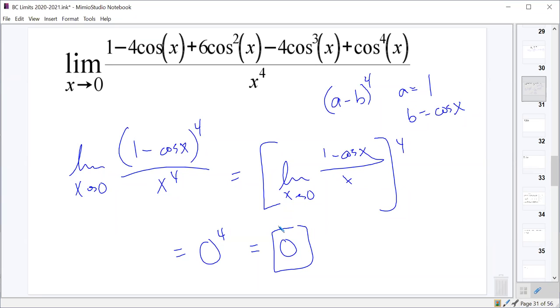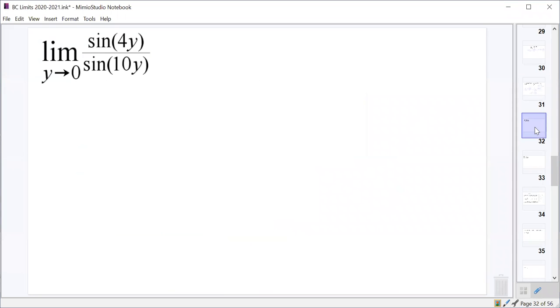All right. Let's do a couple more of these, and then we're going to move on and be done with all of this trig limit nonsense. So we got the limit as y approaches 0 of sine 4y over sine 10y. How can we separate this out?